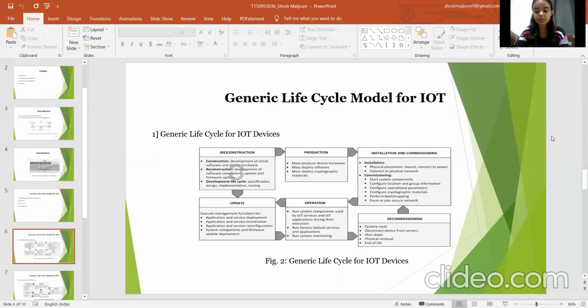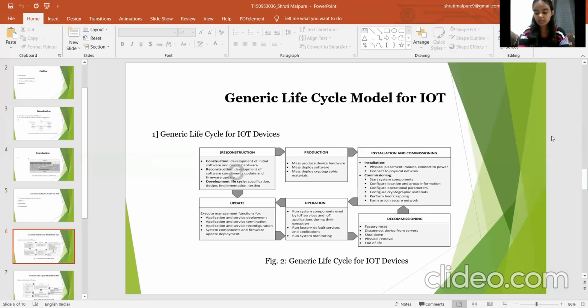The pre-construction stage pertains to the construction of the device hardware and its initial software and to the reconstruction of the device firmware and initial software. Both of these activities should follow the common product development life cycle of specification, design, implementation, testing to ensure the functional appropriateness. The production stage pertains to the large-scale production of the device. It performs the manufacturing of the hardware device, deployment of the software, and also the mass deployment of the cryptographic material.